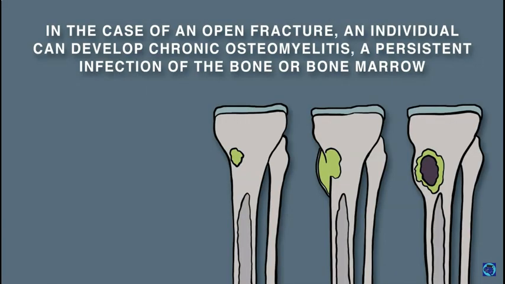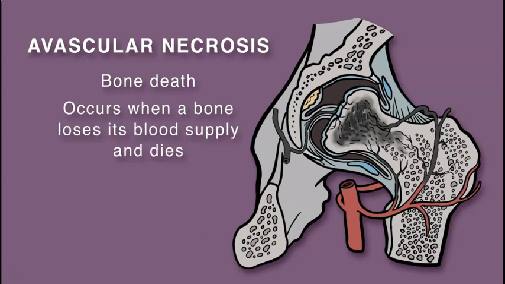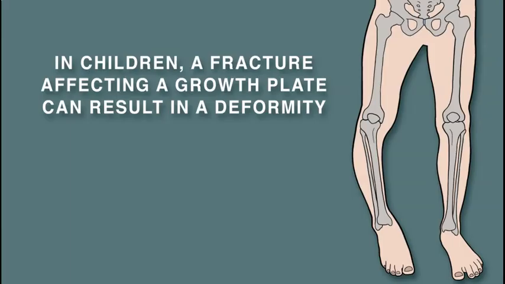In the case of an open fracture, an individual can develop chronic osteomyelitis, which is a persistent infection of the bone or bone marrow. Another potential complication is avascular necrosis, or bone death. This occurs when a bone loses its blood supply and dies. In the case of children, a fracture affecting a growth plate can result in a deformity.